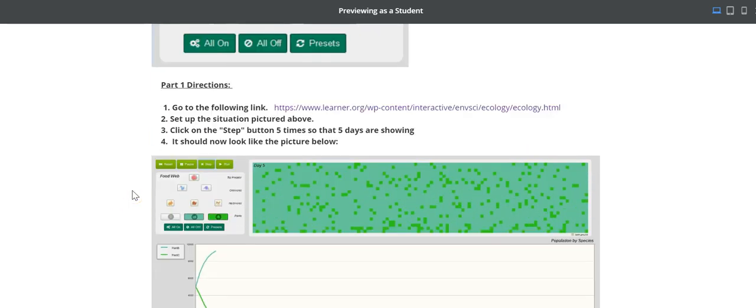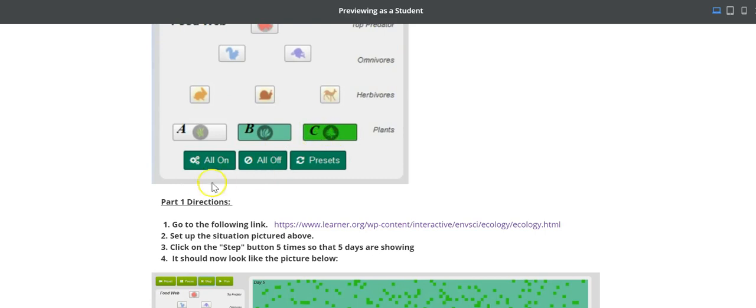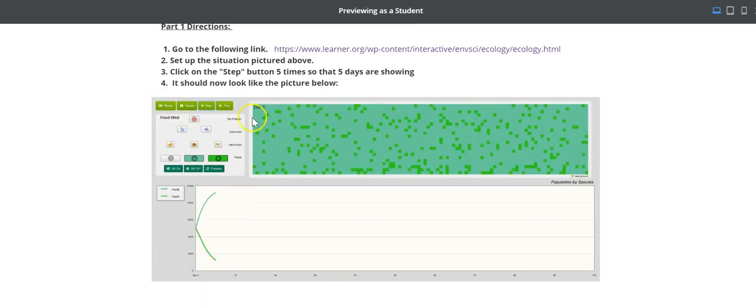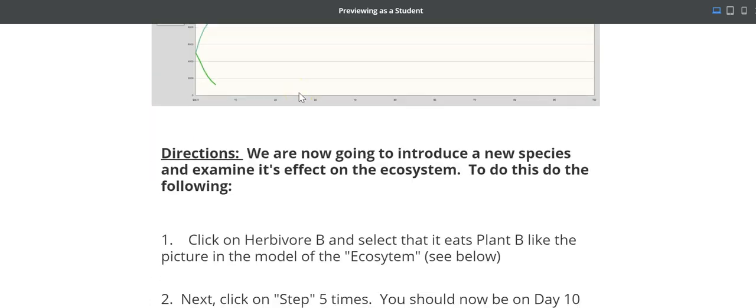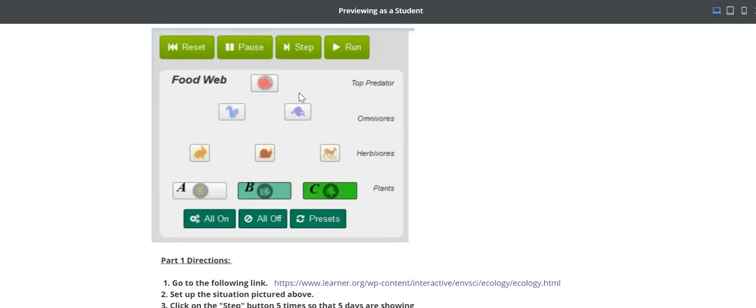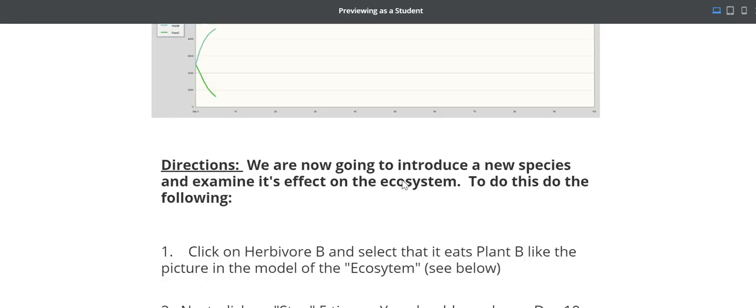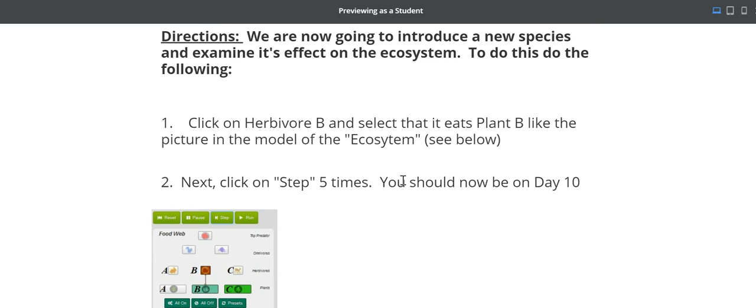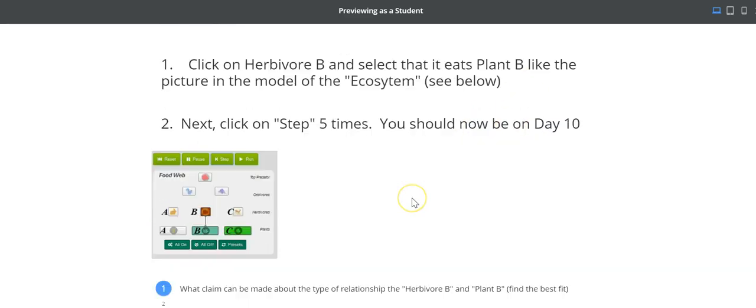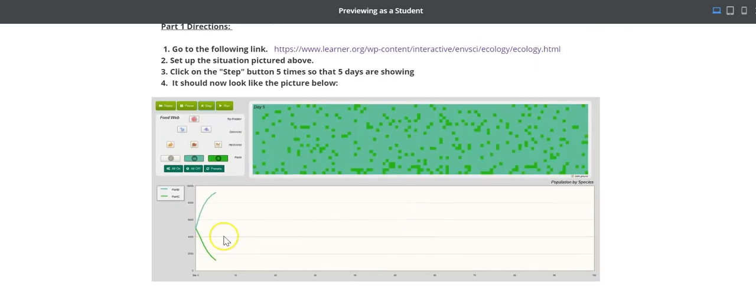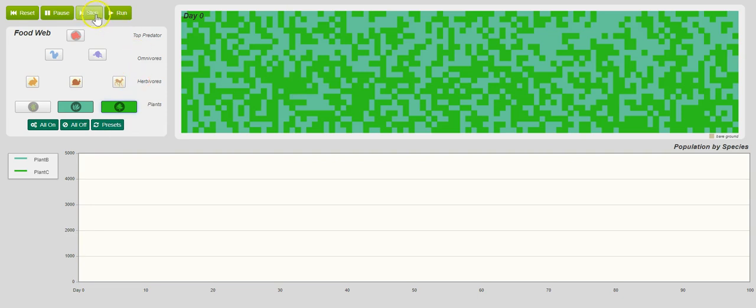The first thing I'm going to do is add these two plants in, then move ahead to day 5. Okay. So again, we're saying that fires took place, wiping out the ecosystem, and we're going to introduce 2 new species to the ecosystem, which are going to be plant B and C. And I'm just going to go ahead 5 days.